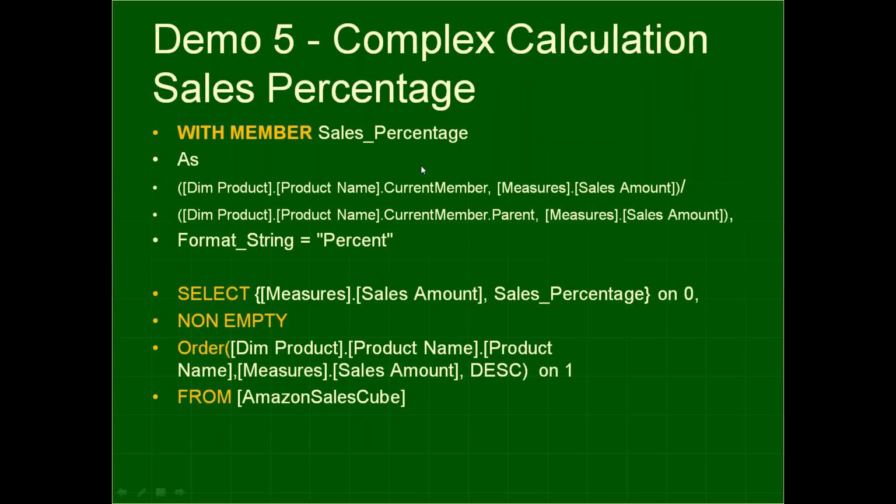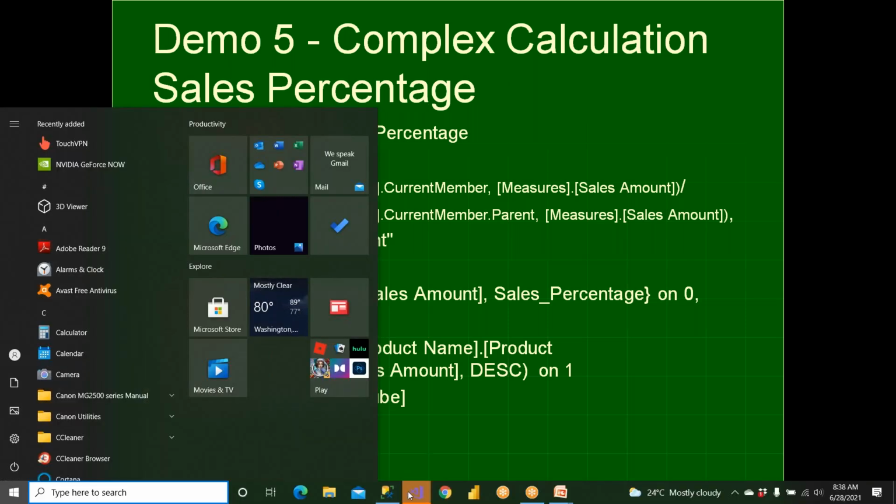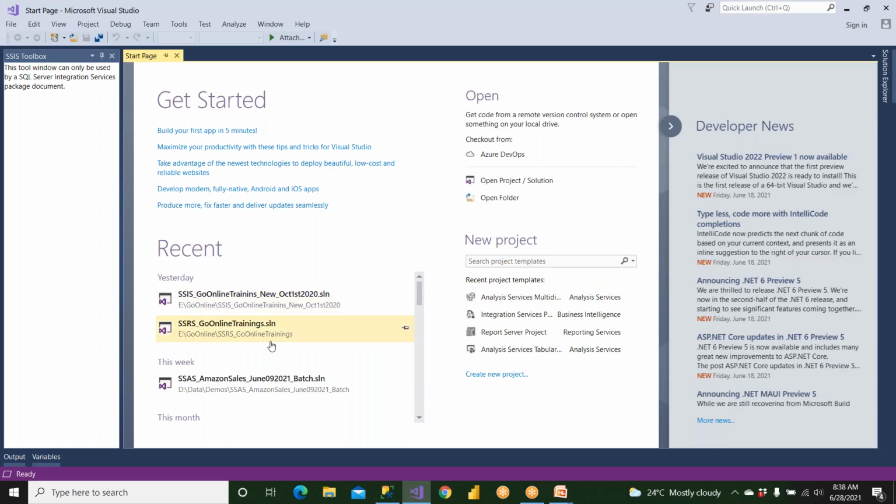Now let me do a complex calculation. What I'm trying to do is understand the sales percentage of a given product. Clear? Let me quickly go and open my cube.